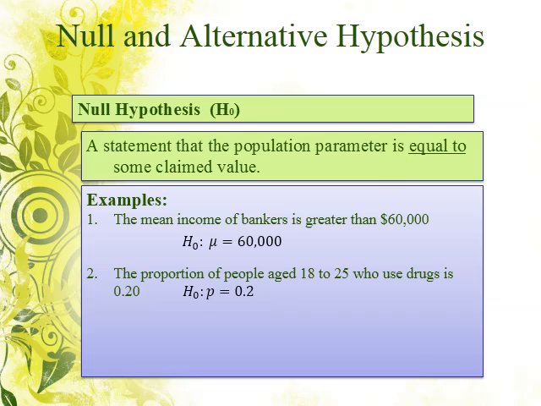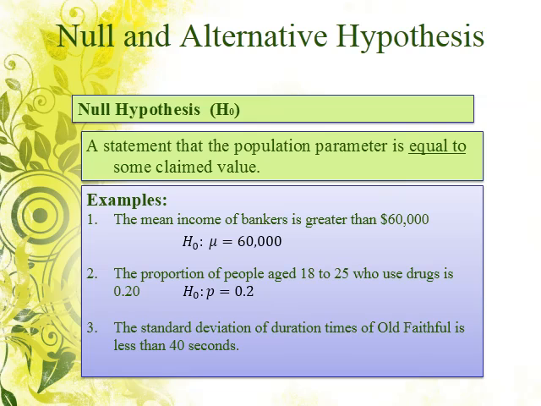So look at example 3 here. The standard deviation of duration times of Old Faithful is less than 40 seconds. So again, we want a null hypothesis to be an equal statement, so we're going to change this to sigma equals 40.